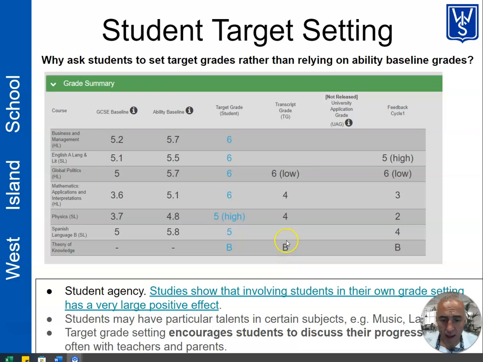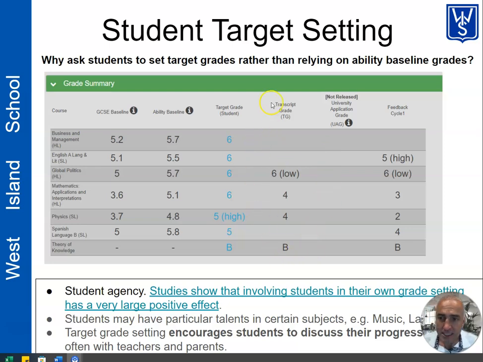And this grade will get better and better, or more accurate, as you go through the course, because the teacher will have more information about the child as we go through feedback cycles. So once again, this is how they're getting on now, and this is what the teacher thinks they'll get in the end.